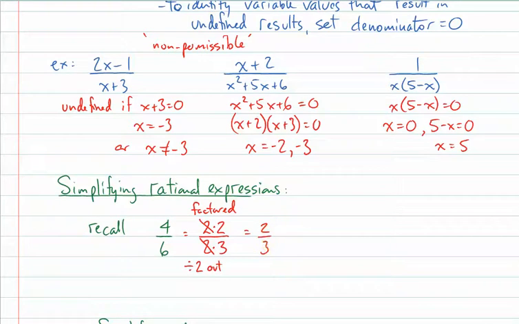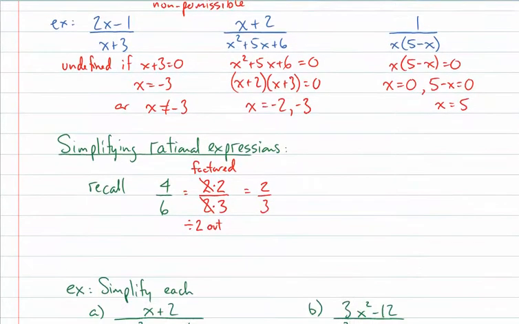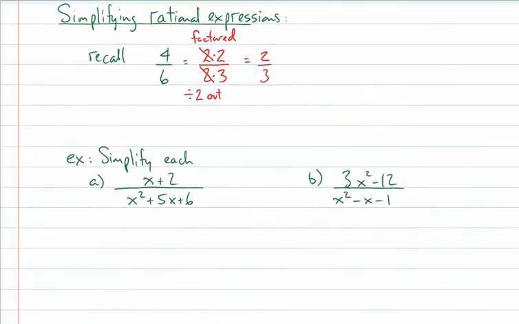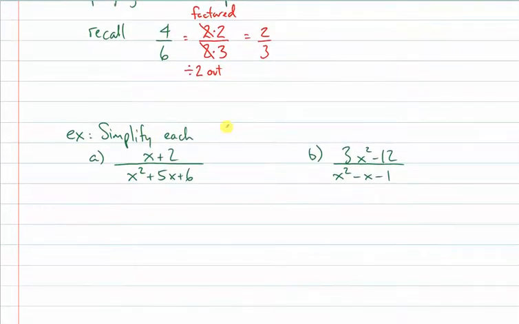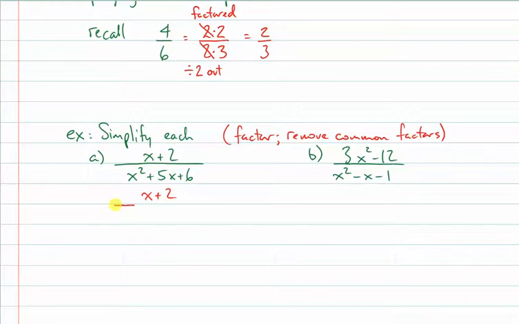Now we're going to do the same idea with rational expressions. So here are a couple of expressions. To simplify each, we're going to factor and then remove common factors. The first expression, x plus 2 in the numerator, is a binomial factor. There's nothing I can do with it. And you may recall that I already saw this denominator and factored it above. It's x plus 2, x plus 3. So this x plus 2 on the top is a binomial factor. It's identical to this binomial factor here.